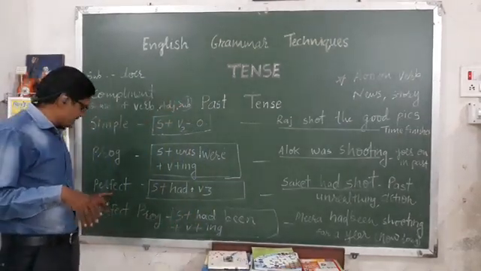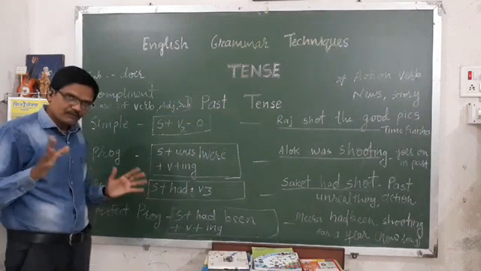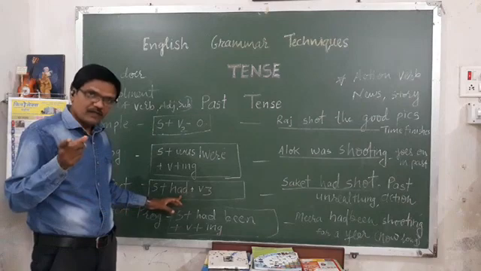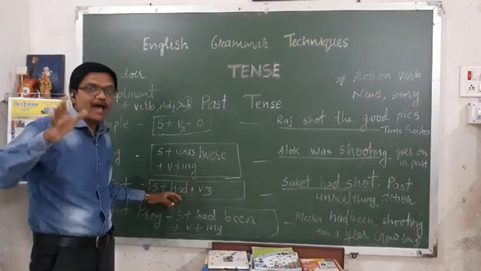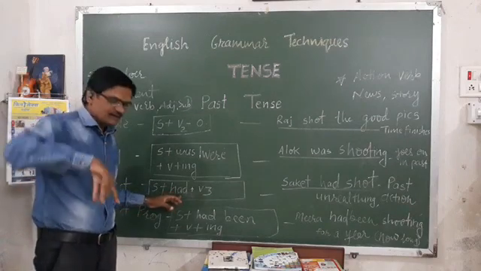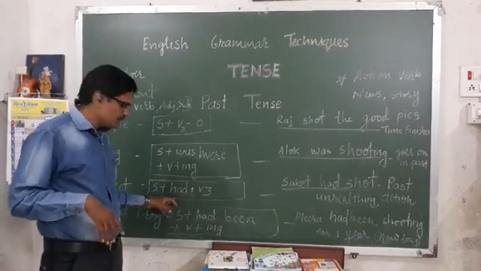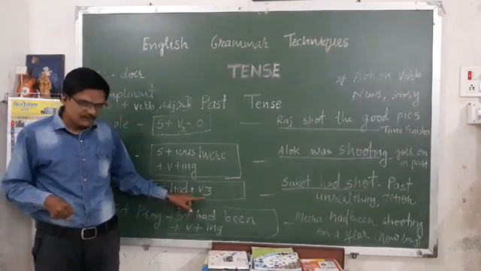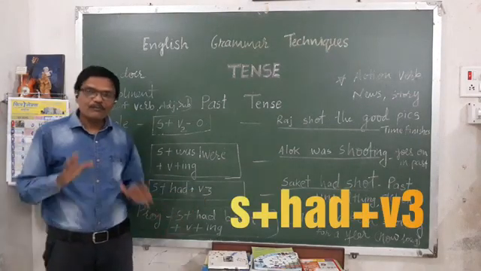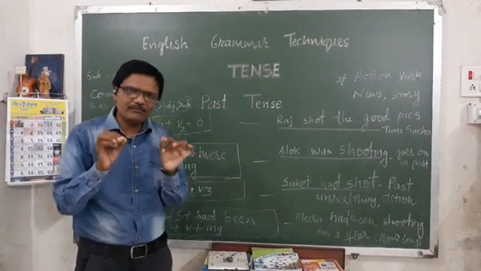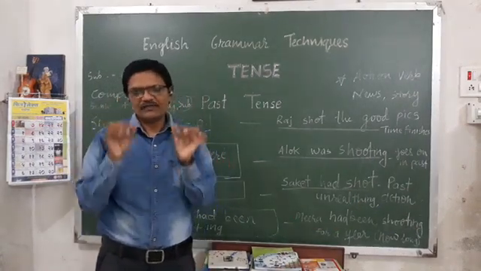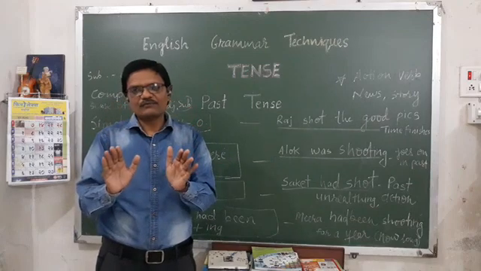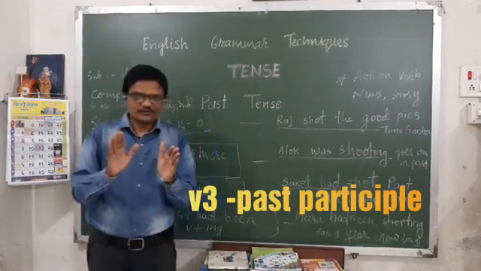Thirdly, perfect tense. In perfect tense, we have another formula: subject plus had. Earlier we had has, have. Now it's past tense, had, which has to be used in past perfect tense. Subject plus had plus V3 form, the past participle form. For every perfect tense, the past participle form of the verb is used.